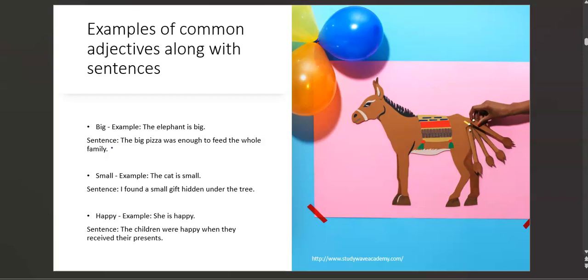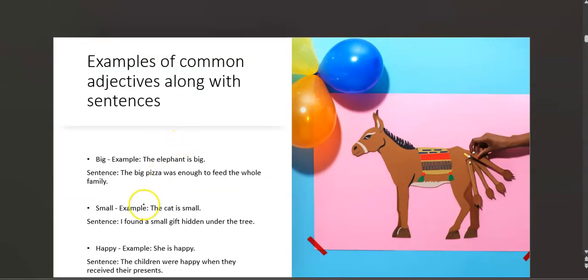Now, another sentence I have given here is the big pizza was enough to feed the whole family. Now, you know what pizza is. For some who don't know, pizza is just a type of food. And most people will say that pizza is their favorite food. Those who know pizza, we have them in sizes. So the big one is the one that is enough to feed a whole family. So you see, the adjective here is big. It just describes more on what you're talking about, or more on the noun.